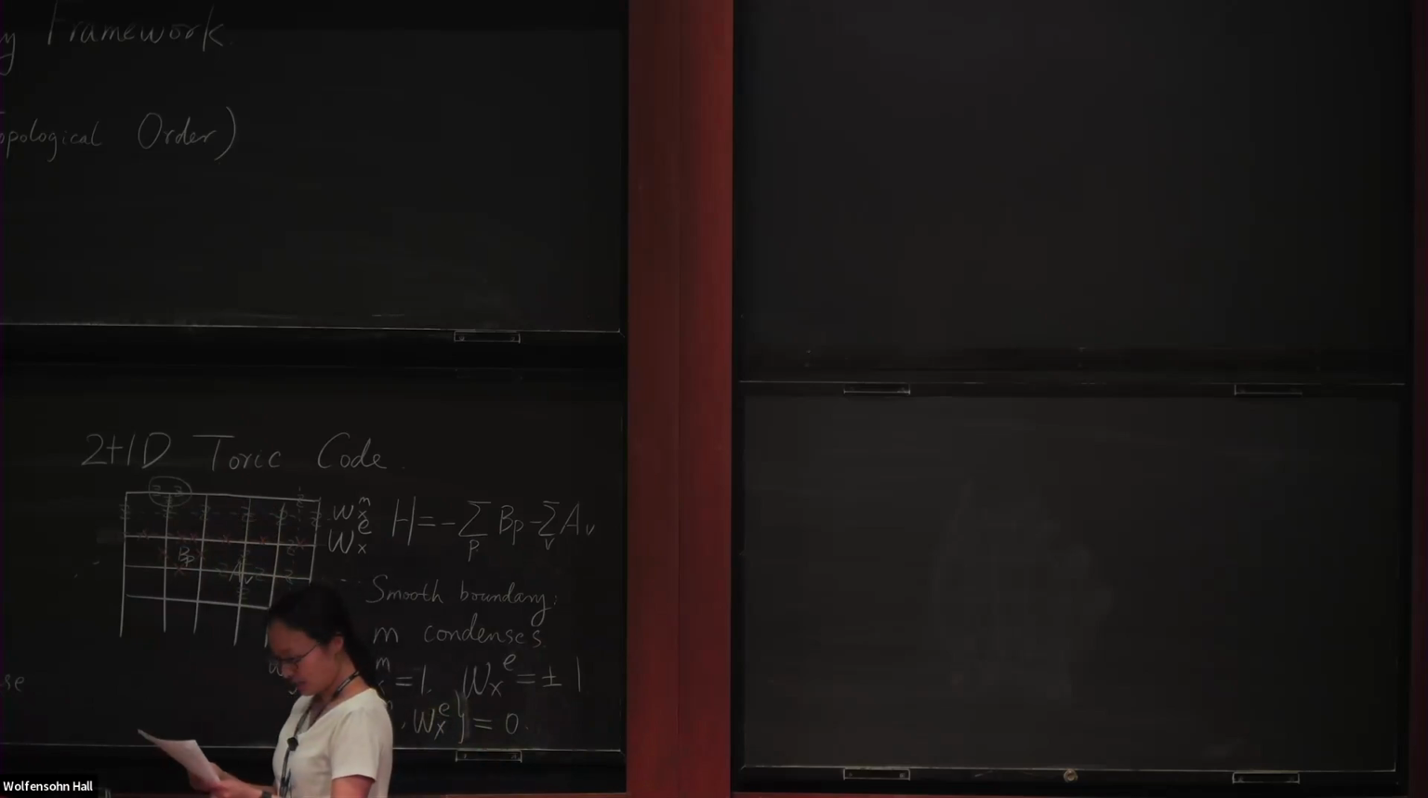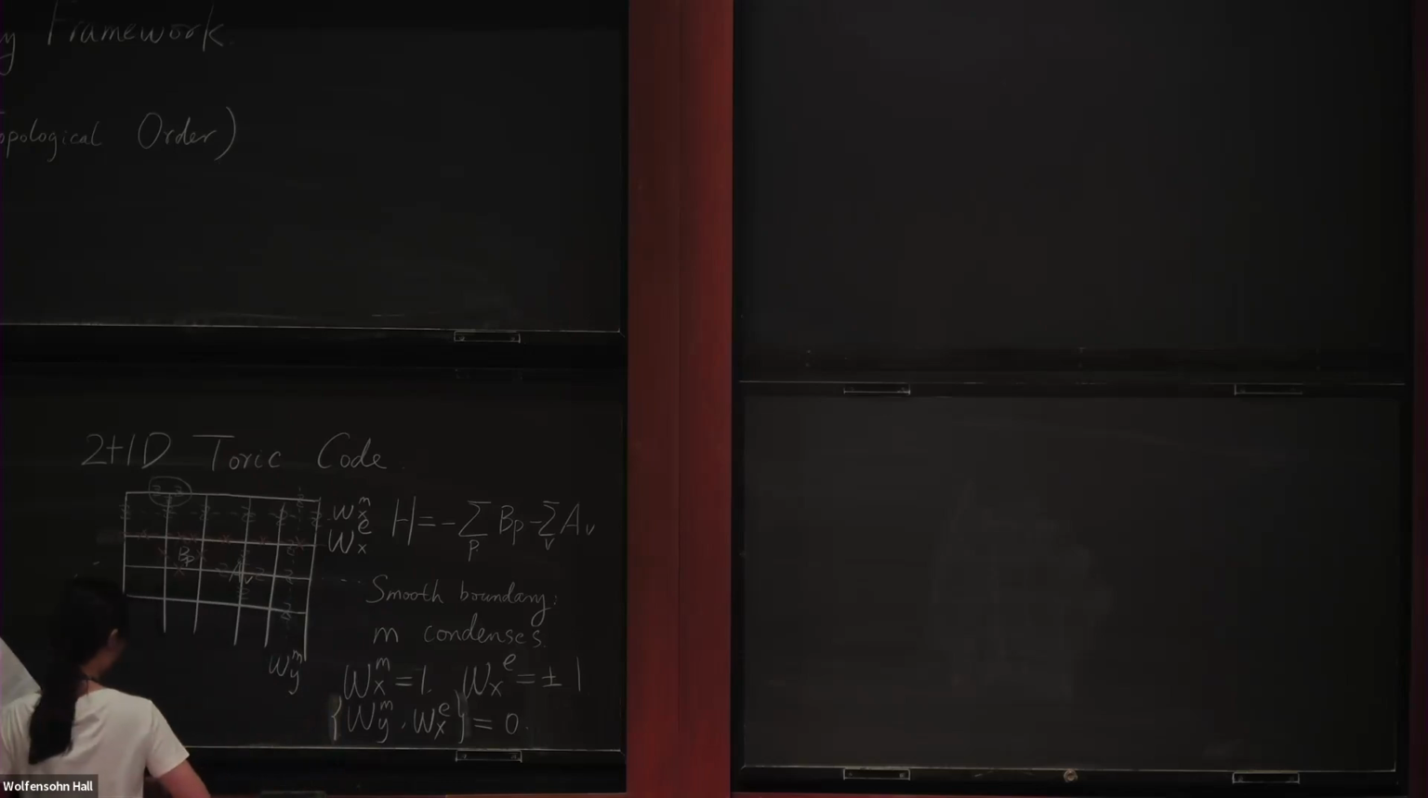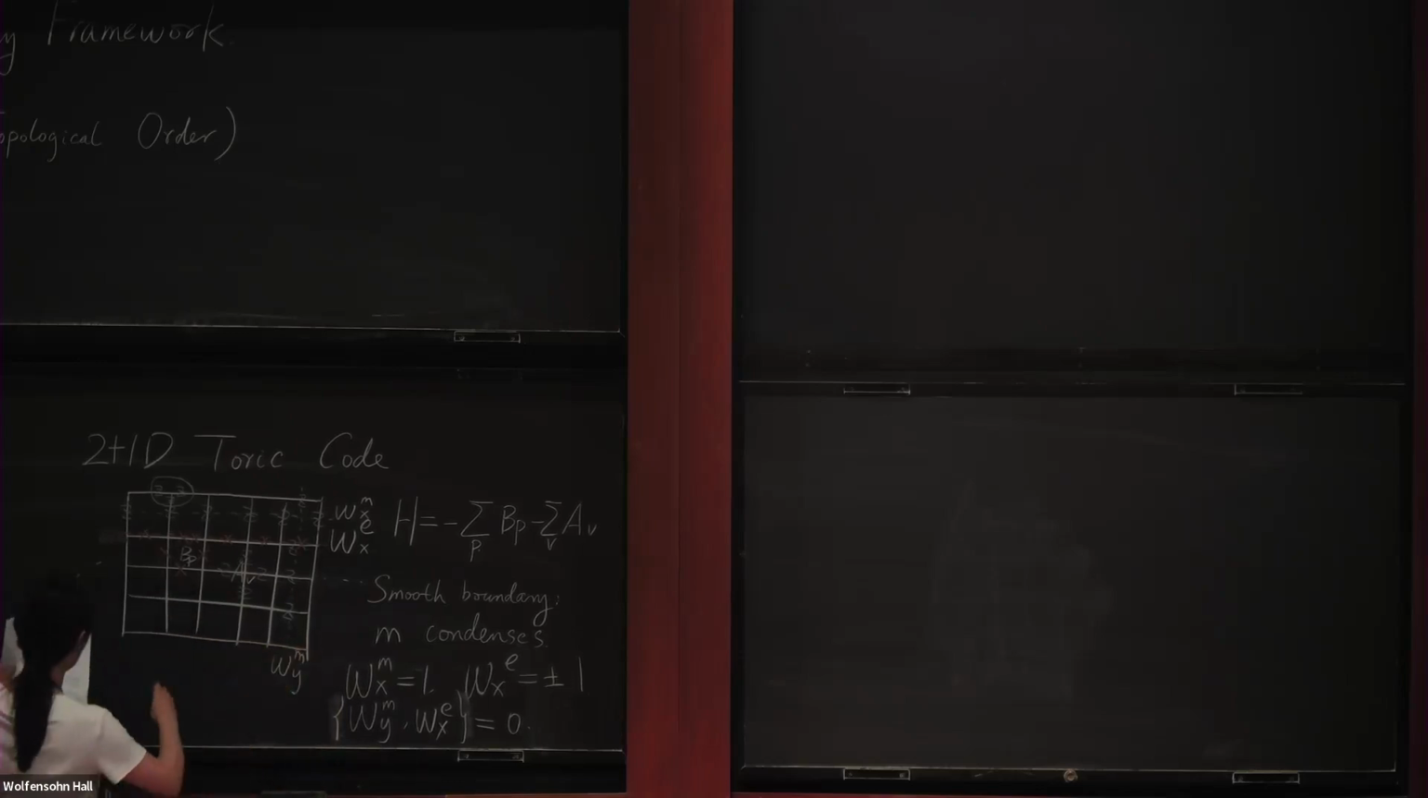Okay, one type of term is this three-body ZZZ term. It's actually the same as the one we use to define the top boundary, and you can check that it still commutes with the bulk. So it's a kind of term we can put on the bottom boundary.